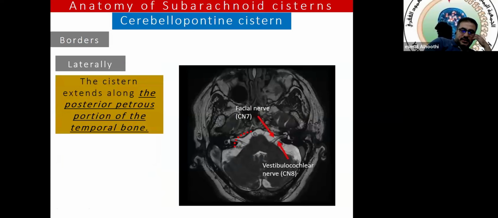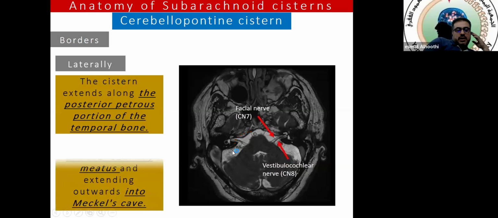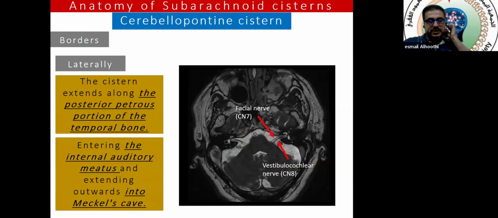Also, the lateral wall or the lateral boundary of the cistern is the posterior petrous portion of the temporal bone. As we see in this MRI, this is the petrous part, the posterior part of the petrous bone, making the lateral boundary of the cerebellopontine cistern. Through this lateral wall is the internal auditory meatus, which extends outward into Meckel's cave.